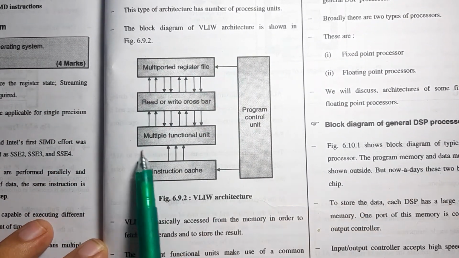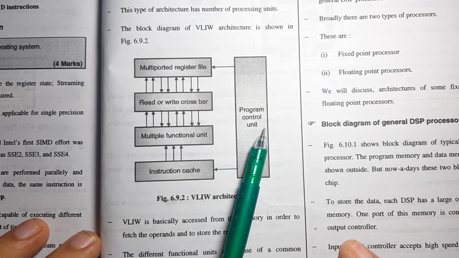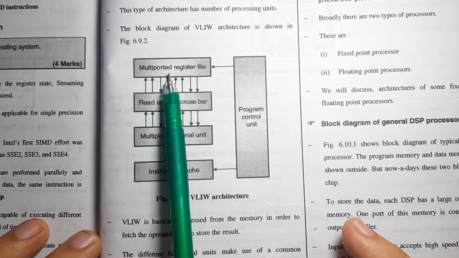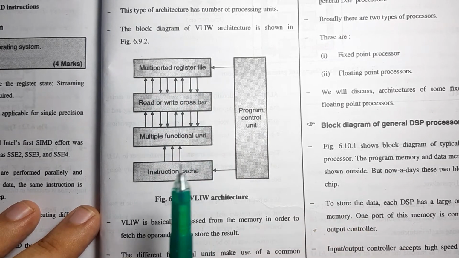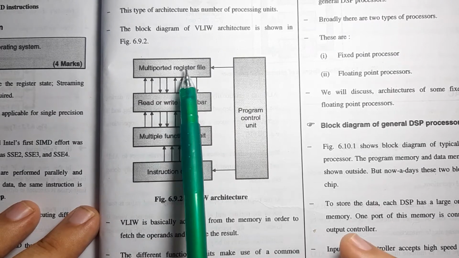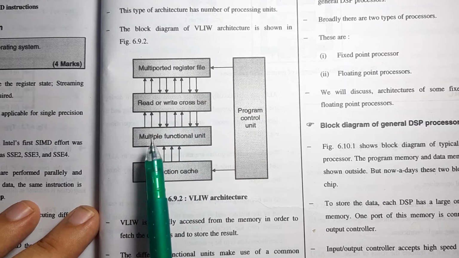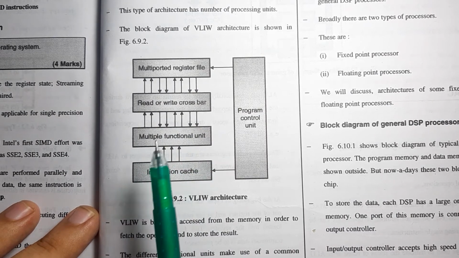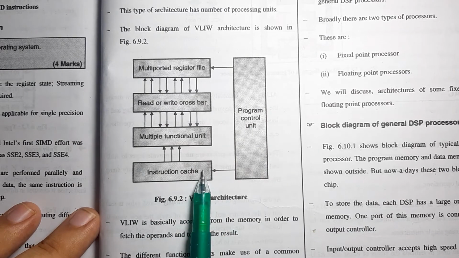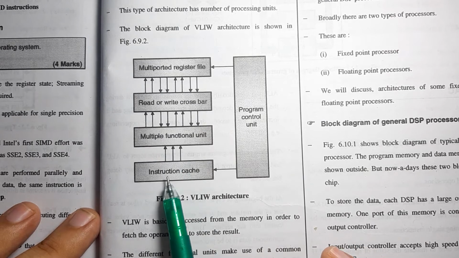This is a simple diagram of VLIW architecture, wherein the program control unit is connected to two major memory parts. One is the multi-ported register file and the other one is the instruction cache. The multi-ported register file is connected to a read or write crossbar, which in turn is connected to multiple functional units which receive their input from the instruction cache. Now let us discuss something about the diagram.